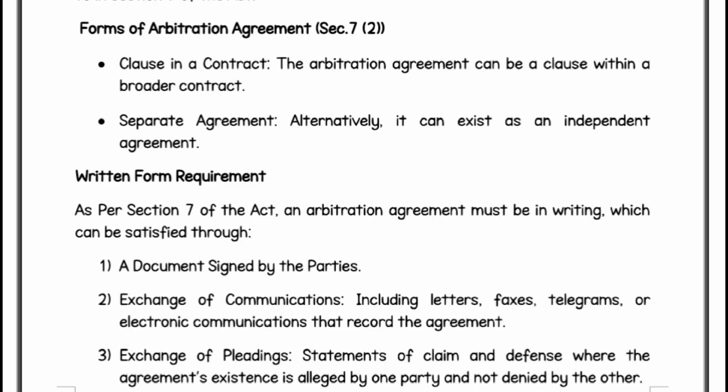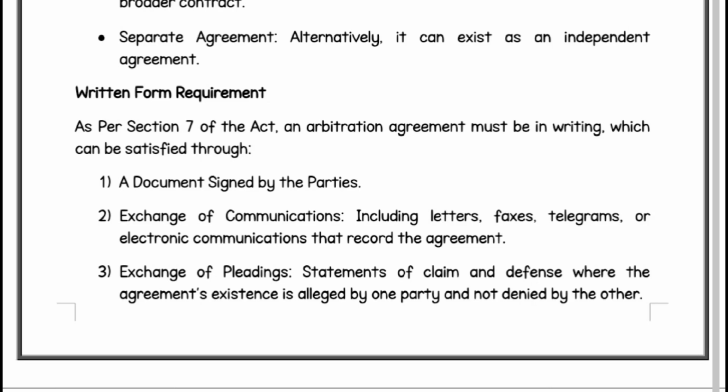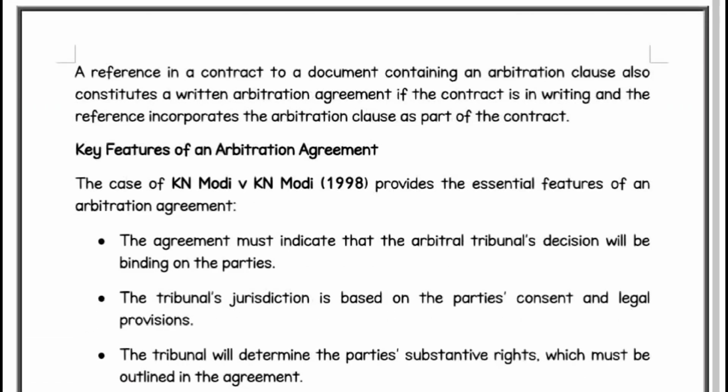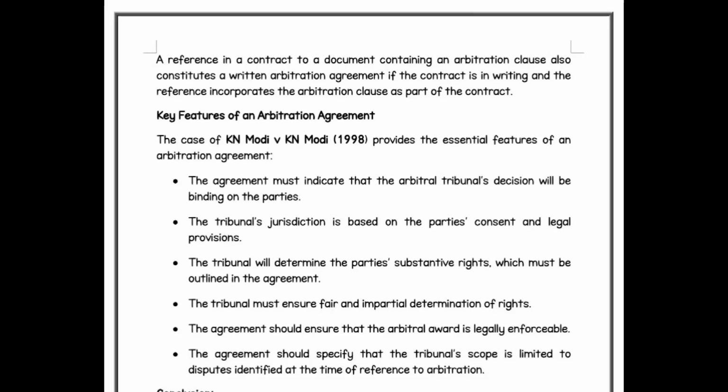Here what they are trying to say in the third point is, for example, there was an agreement and one party has filed a statement of claim, but the other party doesn't reply to that. Then there will be a presumption of the existence of the agreement. Then comes a reference in a contract to a document containing an arbitration clause, which also constitutes a written arbitration agreement if the contract is in writing and the reference incorporates the arbitration clause as part of the contract. It is simple. There will be a clause mentioning, for example, Schedule 4, referring to something in the contract itself, and that also forms an arbitration agreement.